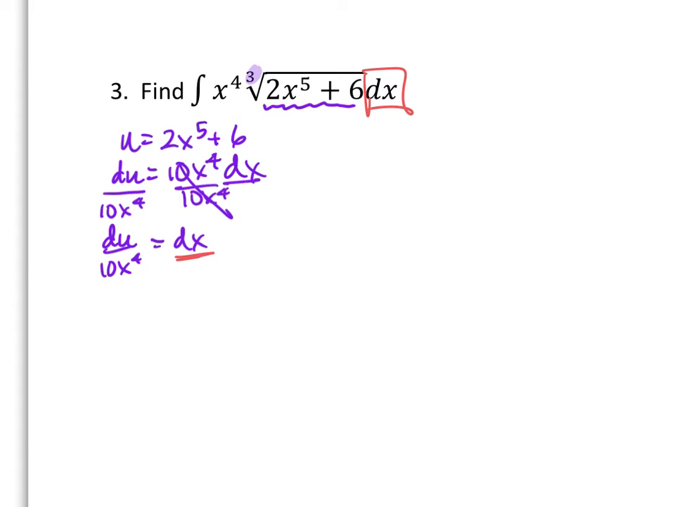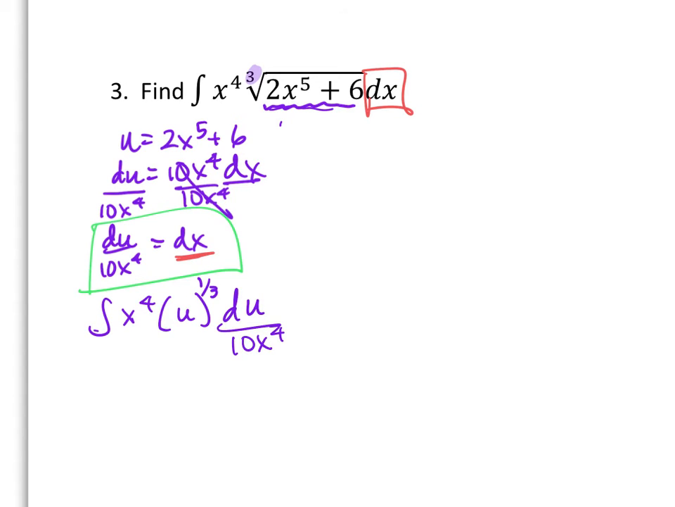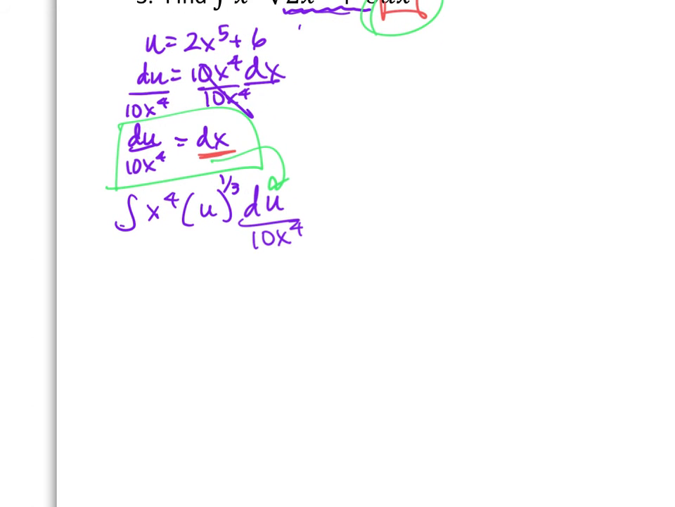So what I have is the integration of x to the 4th, and this is going to be my u, right? That 2x to the 5th plus 6, that is my expression I am using, and that radical is 1/3, and our dx is du over 10x to the 4th. So again, this right here goes where the dx was. So now, here's what we wanted to have happen. The x to the 4ths go to 1. And we are left with, I'm going to go ahead and write that constant in front.